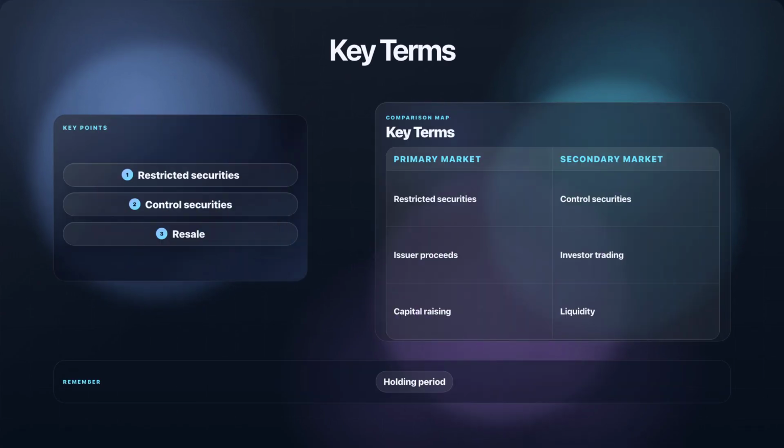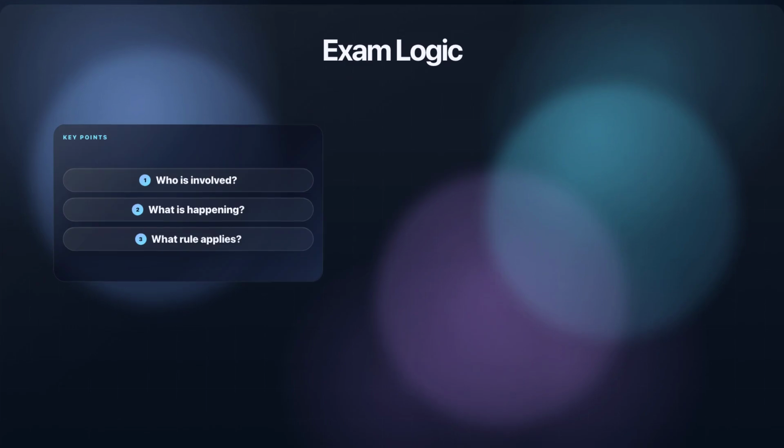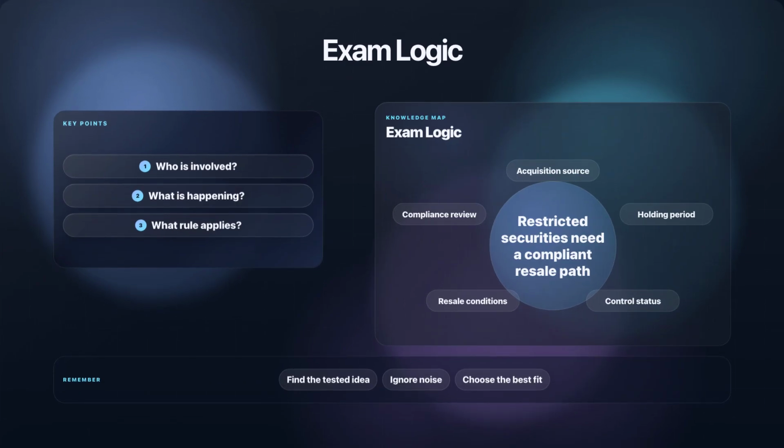Start by separating the key terms. For this topic, pay attention to restricted securities, control securities, resale, and holding period. The SIE often rewards candidates who can recognize a term and then connect it to the correct function, risk, document, or rule. When a question tests Rule 144 Restricted Securities, ask 4 questions.